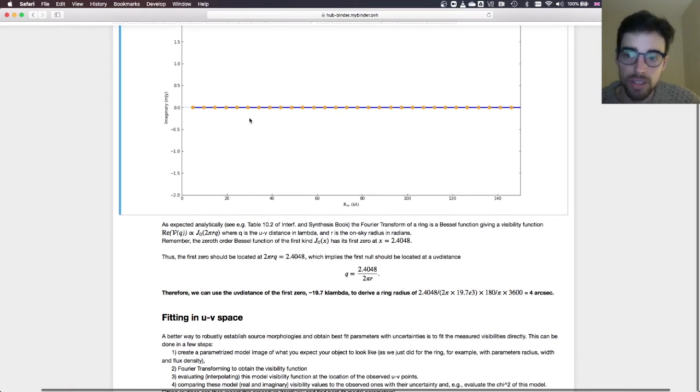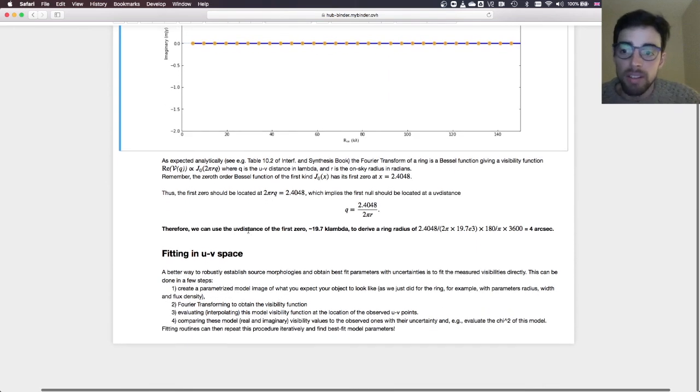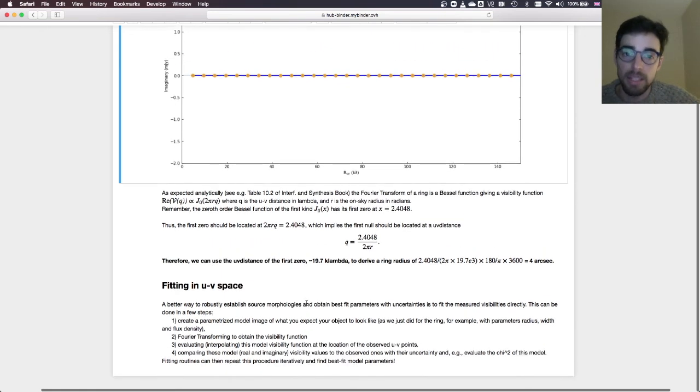And again, the imaginary part is 0 because it's centrally symmetric, and the ring I created is centrally symmetric and centered on the origin. So in general, you can fit in UV space. You can create your own morphology in Python or whichever way you want, and you can basically create a parameterized model image of what you expect your object to look like. Then you can Fourier transform to obtain the visibility function, like I did here, getting a Bessel function.